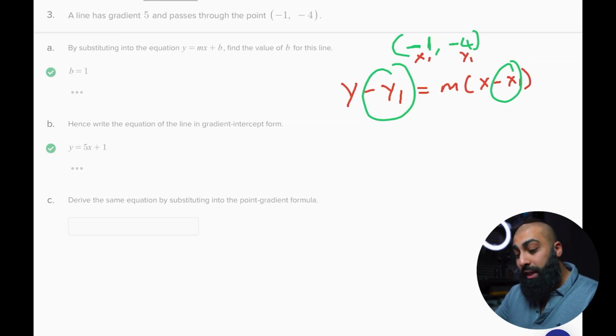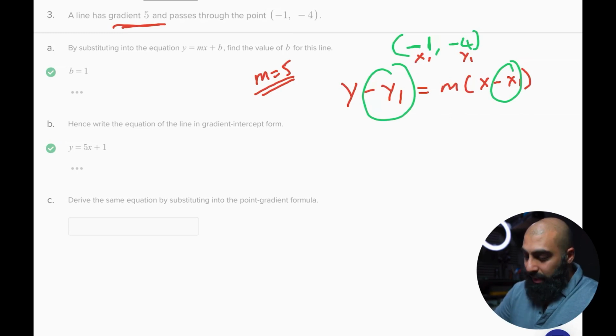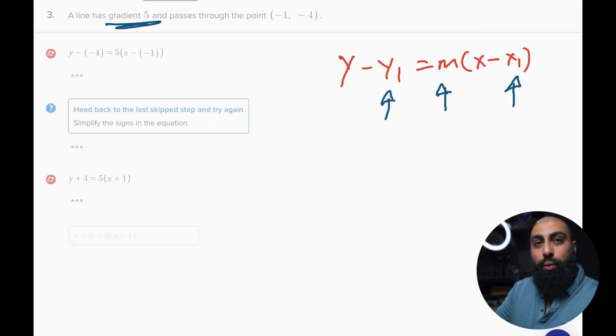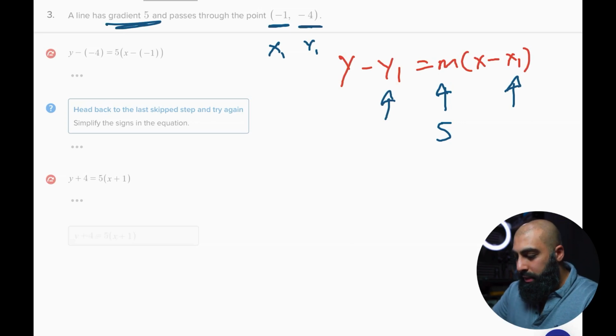So we can substitute those values into this equation. And remember, we also have the value of m, which was given to us as 5, okay? M was equal to 5. So we're going to substitute those values into the point gradient formula. Let me just write this down. Remember they said the gradient was 5, so we're going to replace m with 5, and our x1, y1, we can replace with -1 and -4. So let's substitute the values in and see what we get from the point gradient formula.